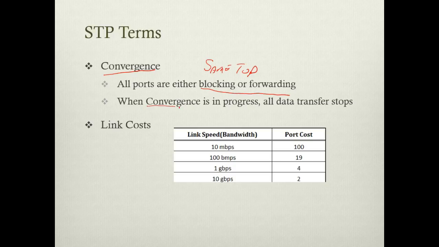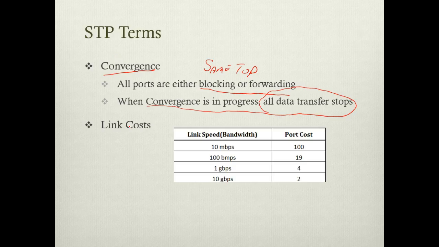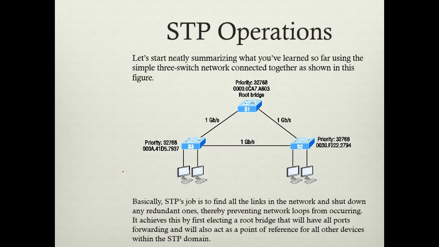When convergence is in progress, all data transfer stops, because if we go back to this process, blocking, listening, learning, and then forwarding, it takes the 50 seconds. We have to get to forwarding mode before data is actually transferred. The link costs: 10 megabits, 100 megabits is 19, a gigabit is 4, and a 10 gig is 2. I think this table's in your book. This is the one where we find the most efficient path to the location.